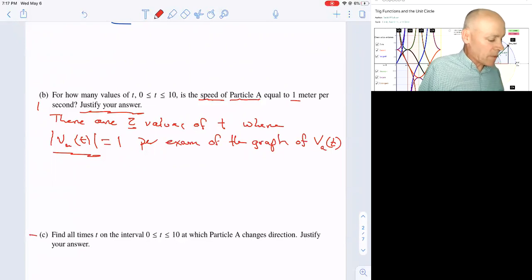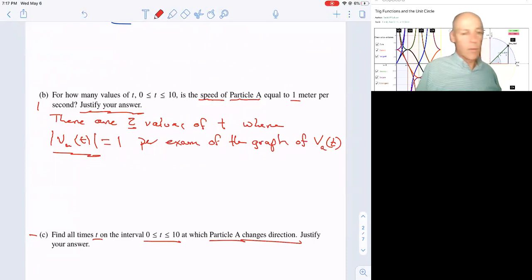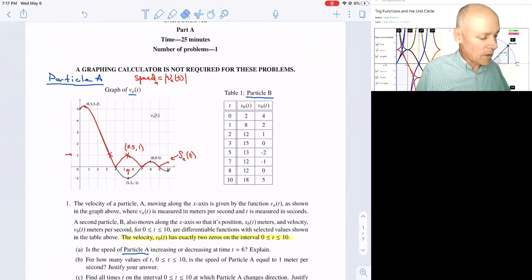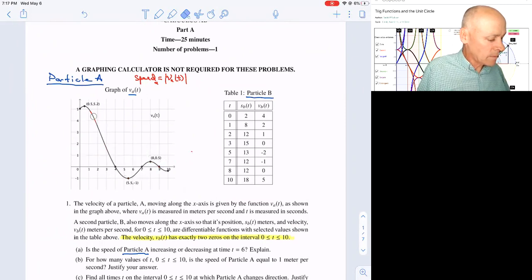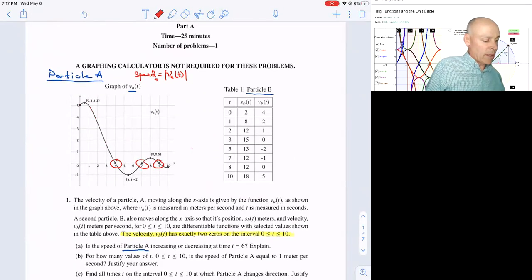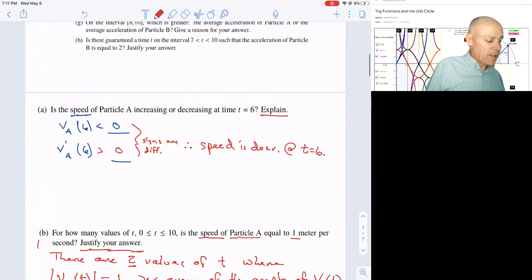Part C: find all times t on the interval from 0 to 10 at which particle A again changes direction. For a change of direction, I'm looking for when velocity changes from positive to negative or negative to positive. So looking at my graph, I'm going to erase my speed and get back to velocity again. I'm interested right here, and right here. So it looks like there are 3 direction changes.